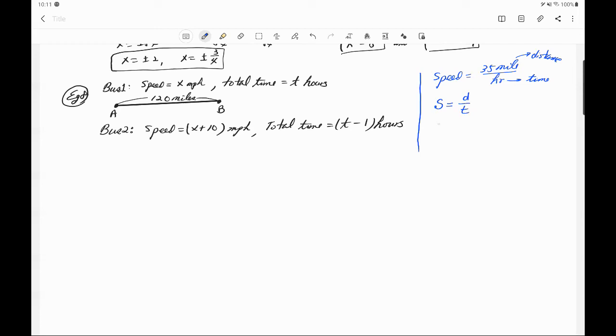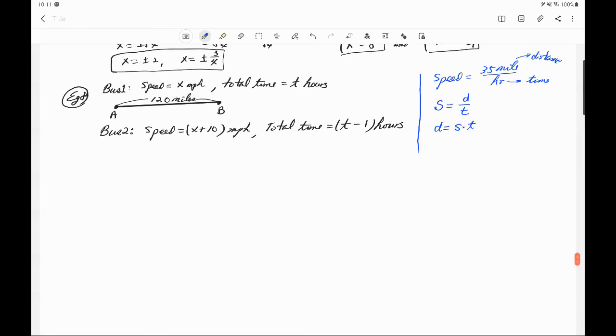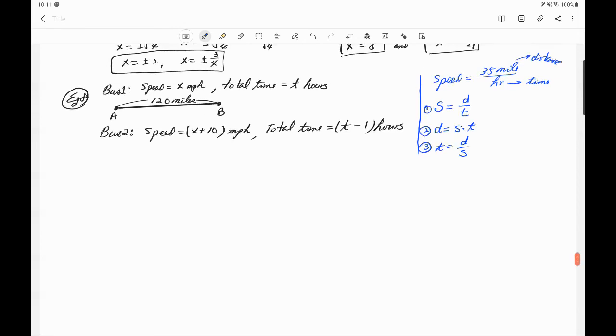From this equation, we multiply each side by t, then the distance is equal to speed times the number of hours, st. And then from here, divide each side by s, then we get what? T equals d over s. So there are three equations. 1, 2, 3 equations. So this rate problem is not easy because since there are three equations, we have to think of many different ways to write an equation.